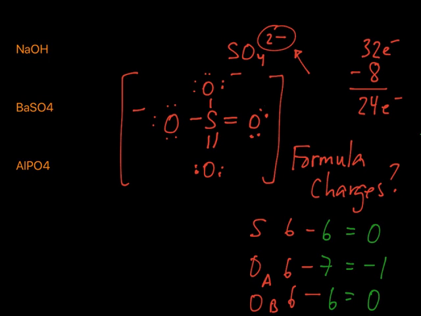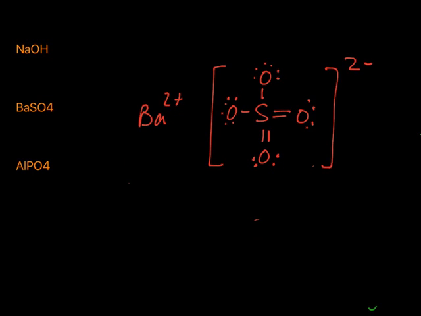So all we need to do is, we know that barium gave away its 2 electrons to the sulfate, so it has a +2 charge. So this then is the electron dot structure for barium sulfate. Okay, so the next one is aluminum phosphate.